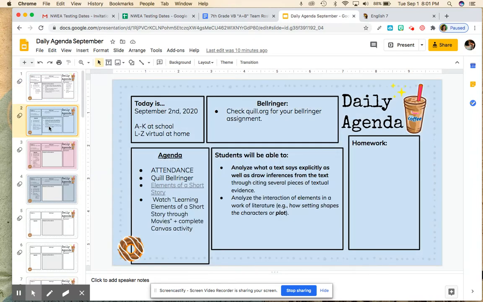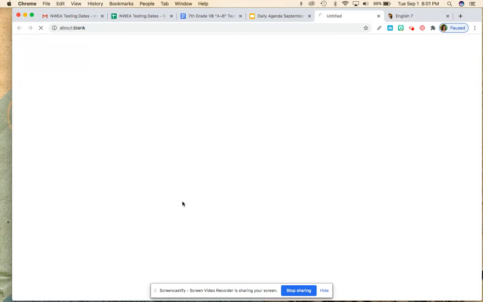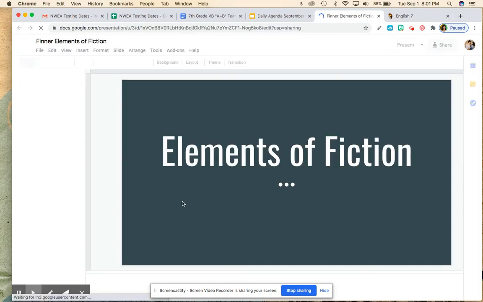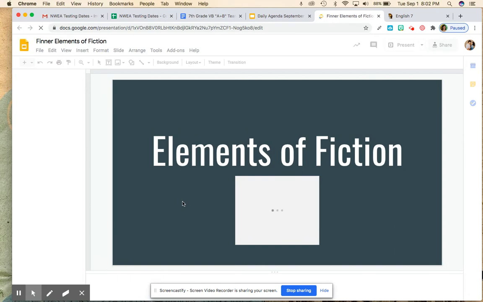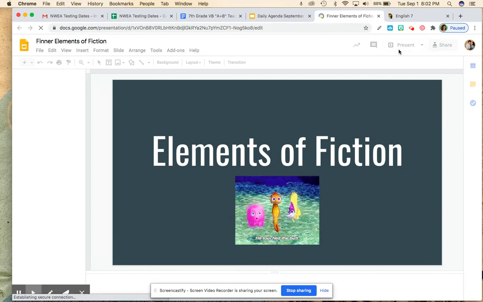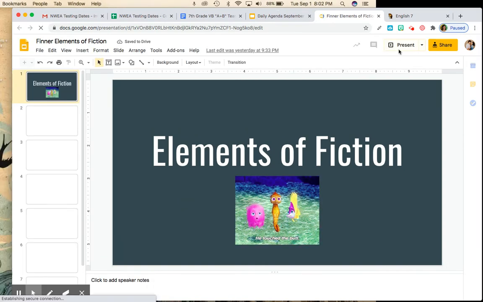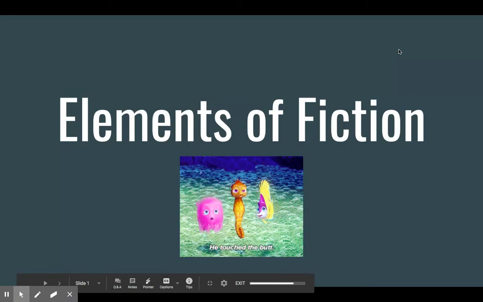So today, again, I'm going to quickly go over the essential elements of a short story presentation. So if you'd like to follow along, you can click here. And you know me, you know I love Finding Nemo, so I used Finding Nemo as the story, as the narrative that guided this presentation. So we're going to talk today about elements of fiction, or rather elements of a short story.